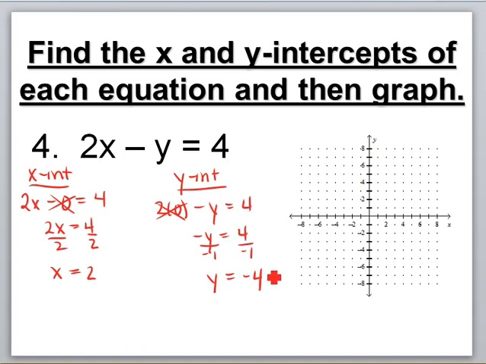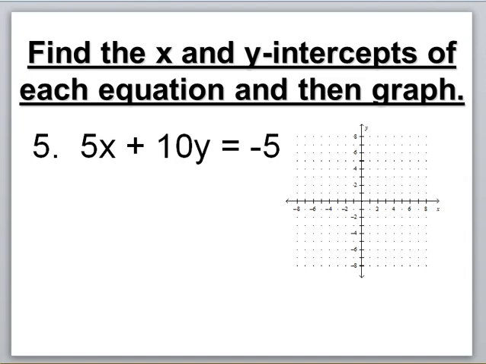Now, how do we graph these? I didn't mention that. All we've done is look at graph and find them. Well, remember, this is where it crosses the x-axis. So I just find on the x-axis, right here's the x-axis, where it crosses is at 2. And this one is where it crosses the y-axis. So I go to the y-axis, which is right here, and I find negative 4. All I do then is connect those two dots together, and I have a graph.